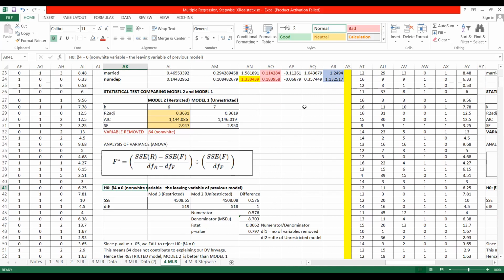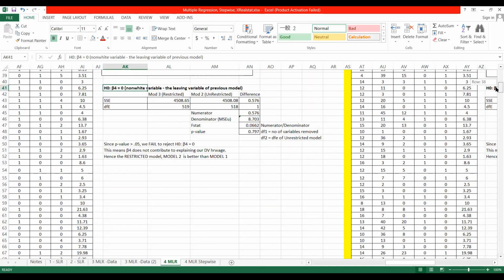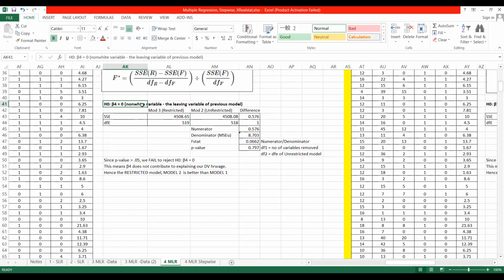Okay, again guys, non-white as a variable, we removed it in model number 2. That's why we only have 6. So our question is: beta 4, which is non-white, is it significant? Is it equal to 0? Okay, so how do we do this? This is our computation. We need the sum of the squares of your residuals of the restricted.